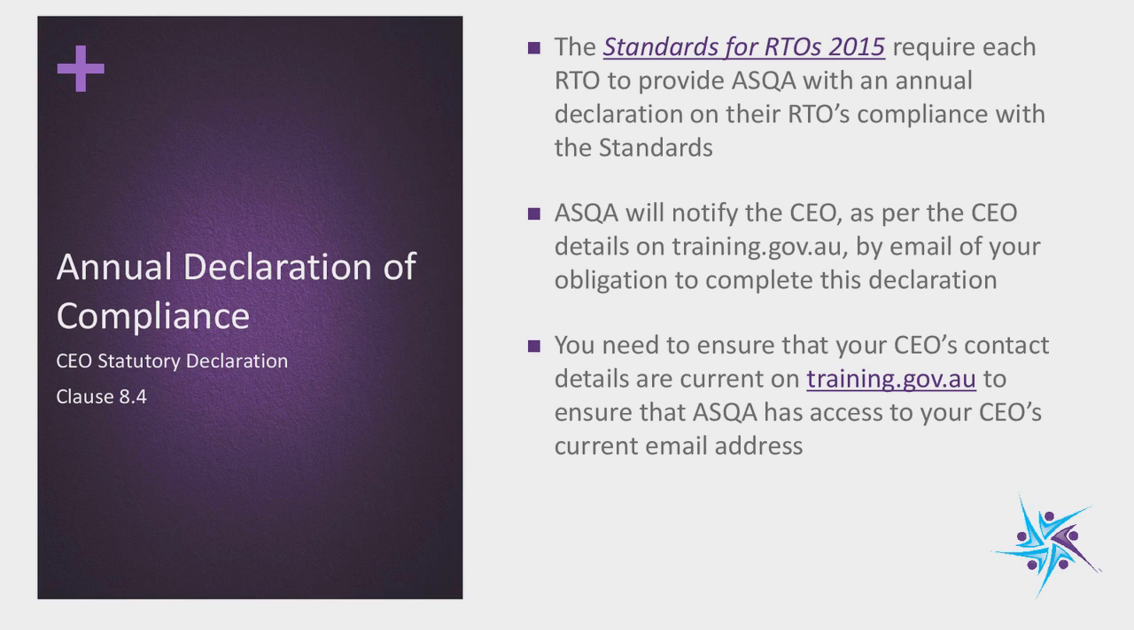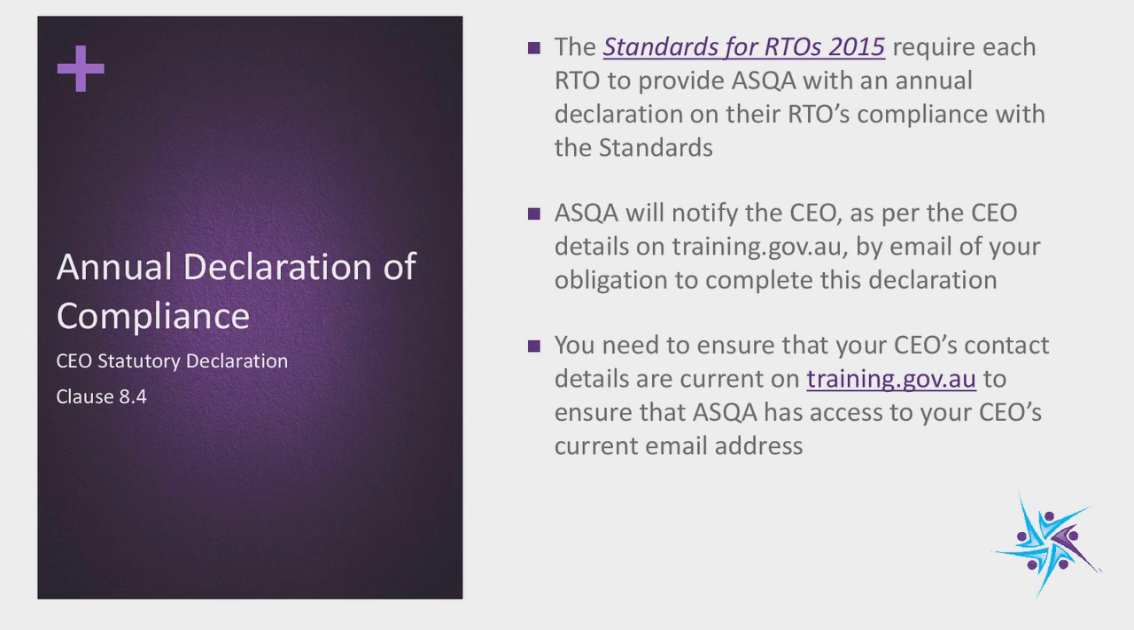Okay, so the first item that we'll be going through today is clause 8.4, which is your annual declaration of compliance. This annual stat dec is due to be submitted by the 31st of March at the end of this month. So within the standards for RTOs, every RTO, and it's the CEO's responsibility, is required to sign off an annual declaration of compliance. It's not about whether you're compliant or not, it's that you have reviewed your policies and procedures and your processes and identified whether there's any opportunities for improvement in there. That's the purpose of it.